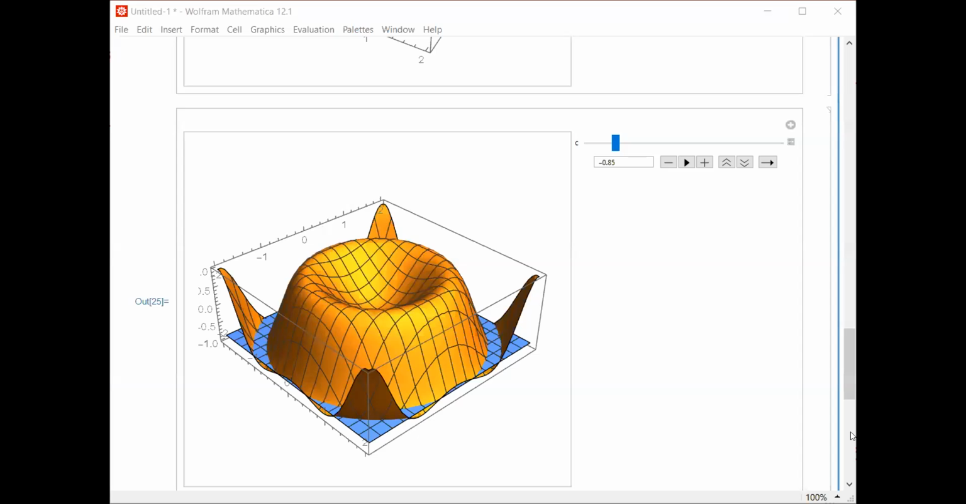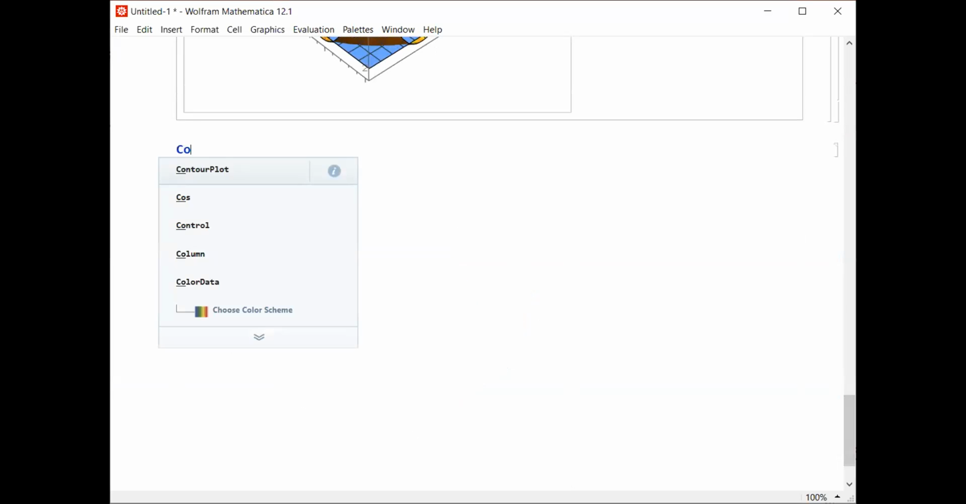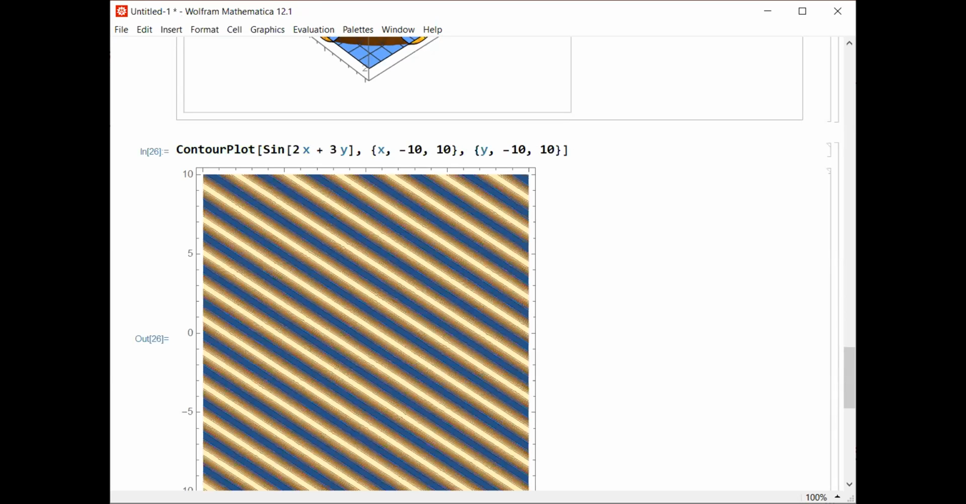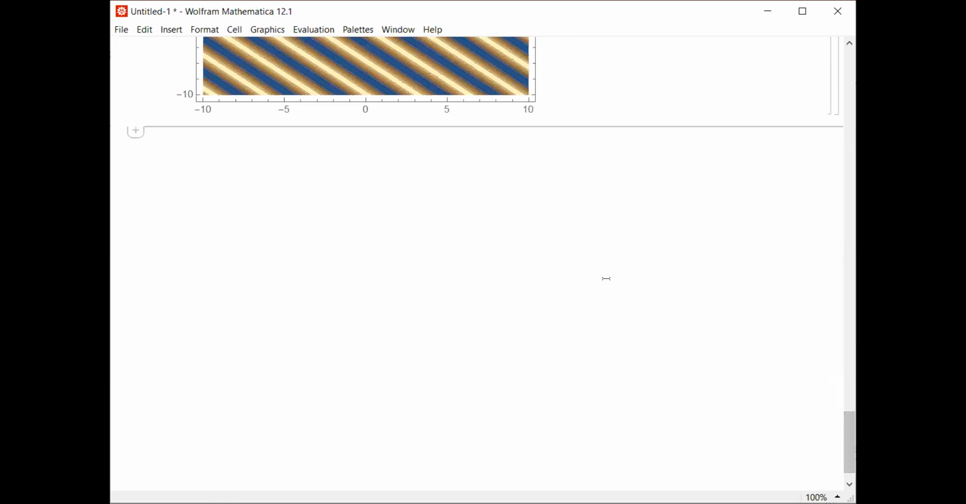So if I now go back to Mathematica, and let's do plot sine of 2x plus 3y. Let's go from negative 10 to 10 for x, and y equals negative 10 to 10. So not surprisingly, it does look like lines. And cut and paste is absolutely wonderful.